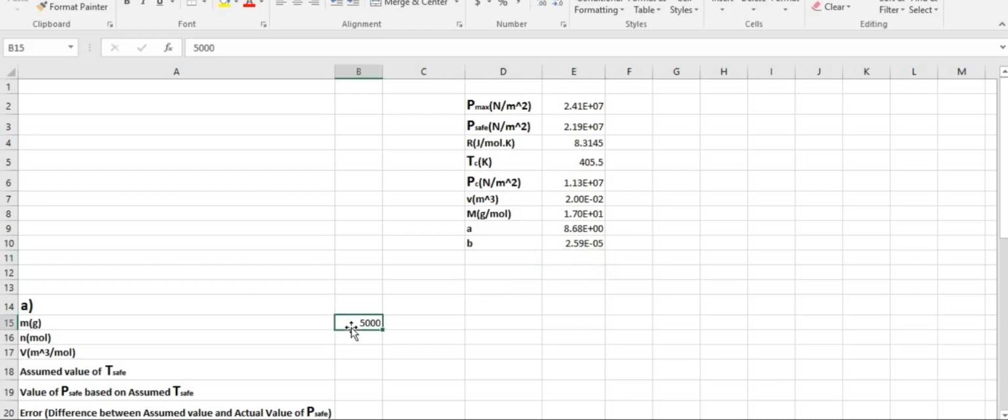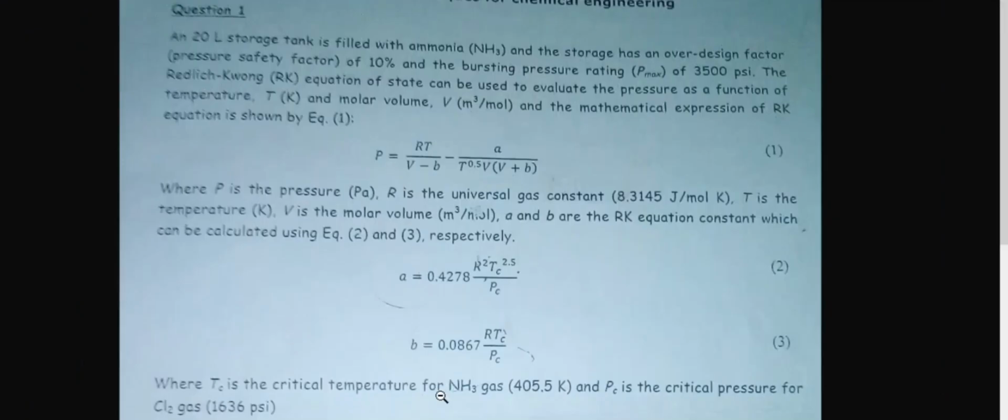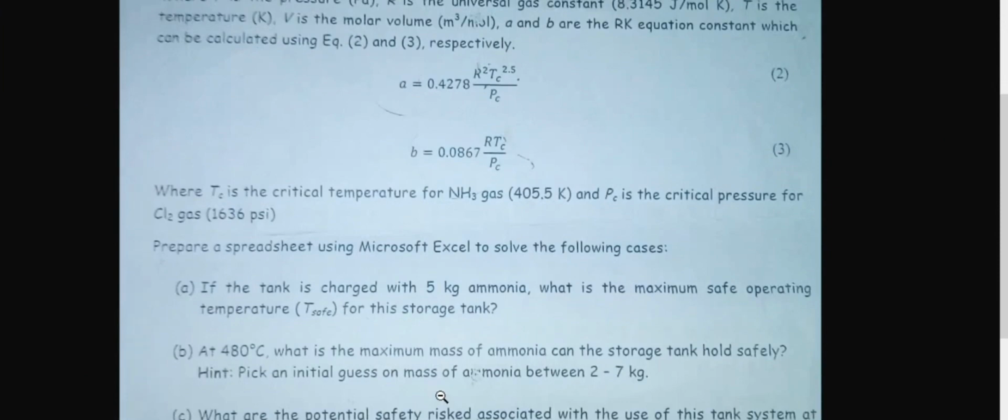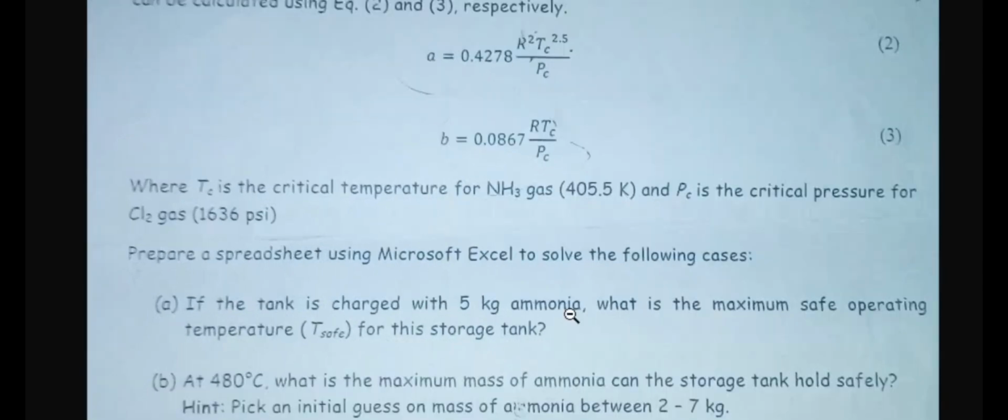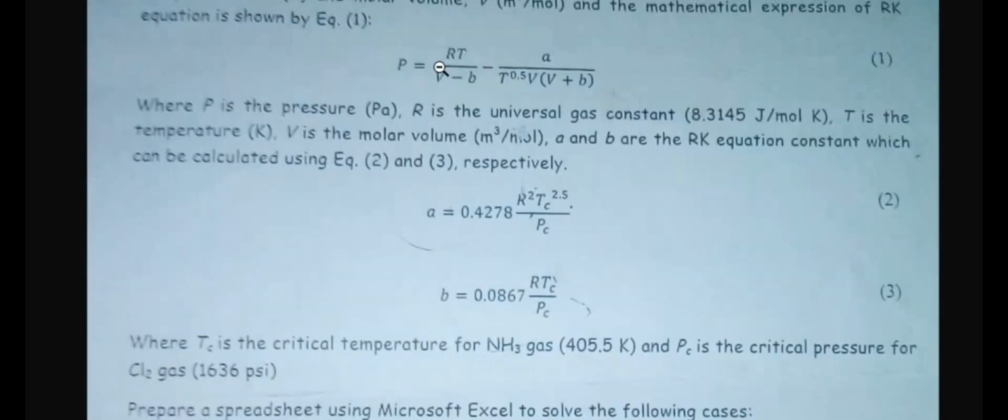Now remember in the first question labeled A, we're given a mass value of 5 kilogram ammonia, and we're asked to find the maximum safe operating temperature, which is T. It implies that T safe is related to P safe. So instead of using the value of P safe in this calculation, while we are plugging in the values in this RK equation, this value will be the value of P safe, so that the value of T, which we are looking for, will be the value of T safe.